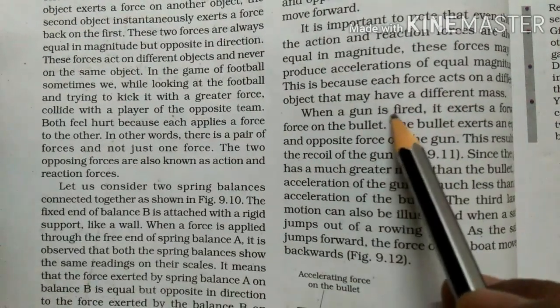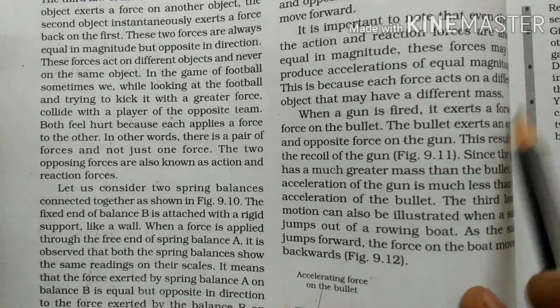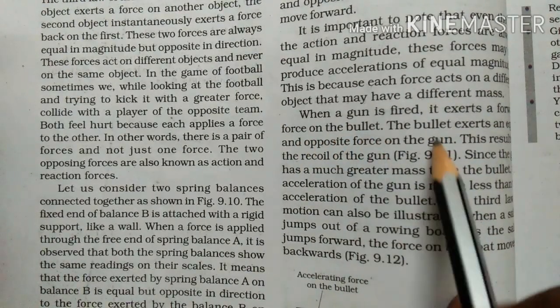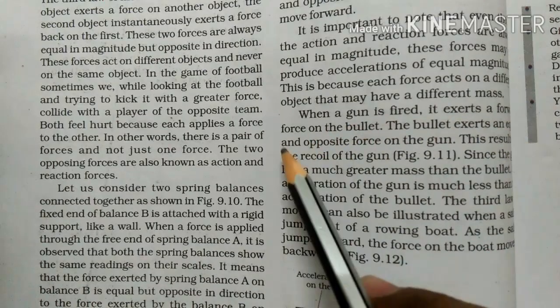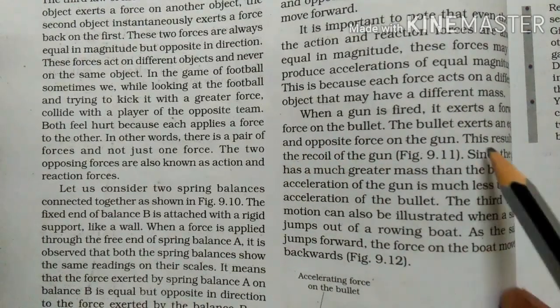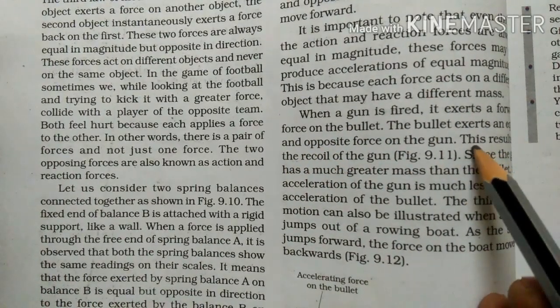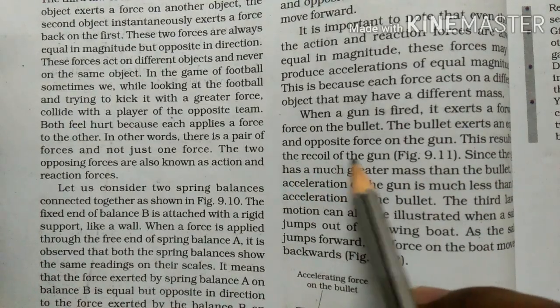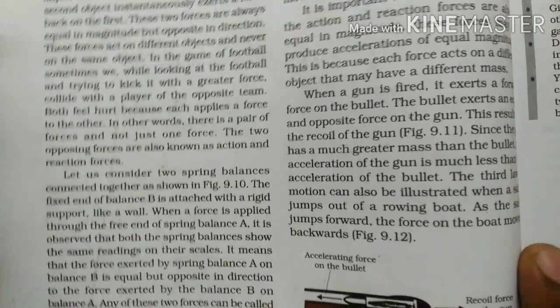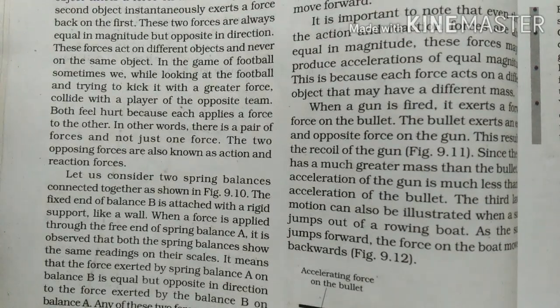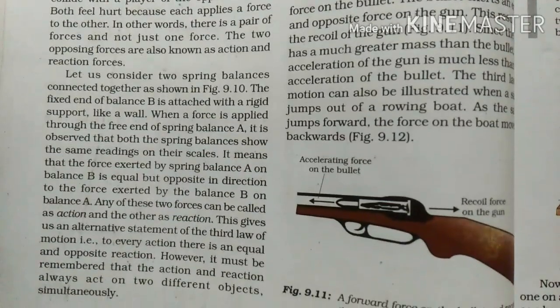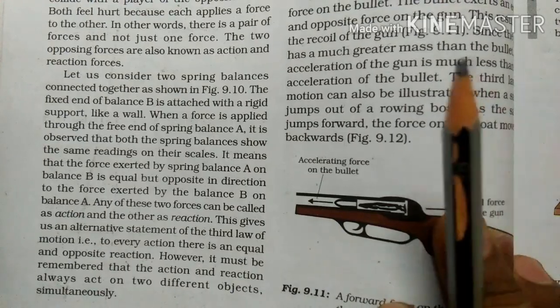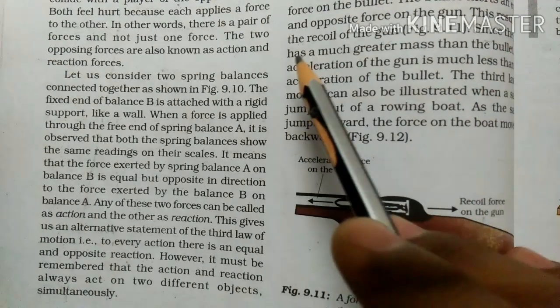When a gun is fired, it exerts a forward force on the bullet. The bullet exerts an equal and opposite force on the gun. This results in the recoil of the gun, as in the figure. See here, the accelerating force on the bullet is in front, and behind is the recoil force on the gun.